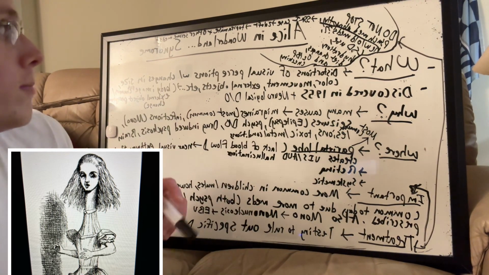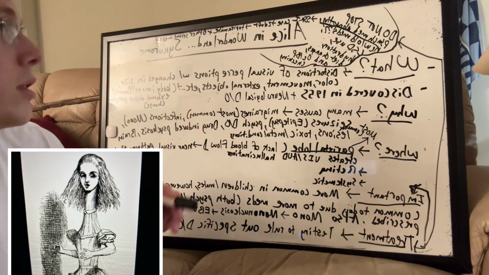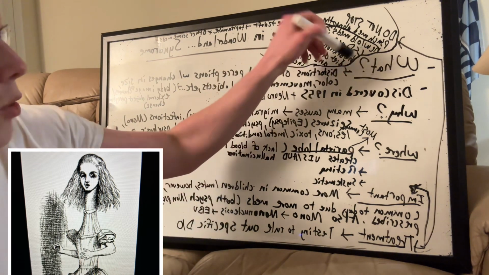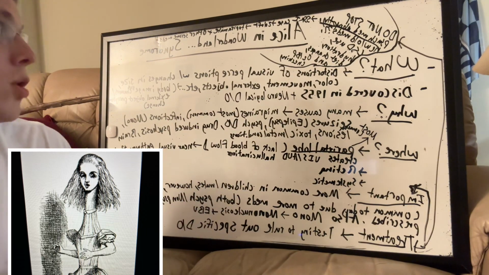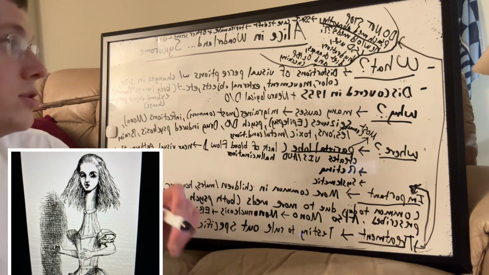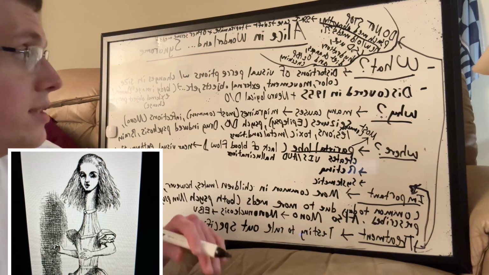So first and foremost, Alice in Wonderland Syndrome. Let's break this down to what, why, where, important, treatment. We'll go from there. So what is Alice in Wonderland Syndrome? As stated, discovered in 1955.